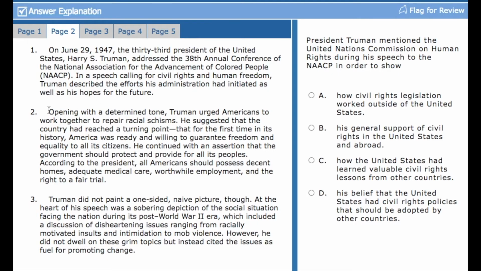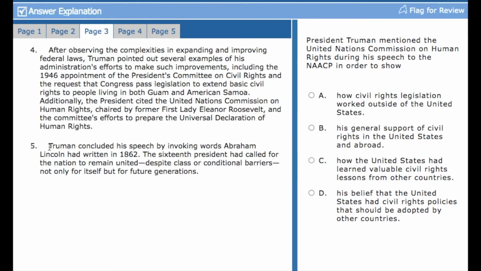Now, the first sentence of the second paragraph says, opening with a determined tone, Truman urged Americans to work together to repair racial schisms. Then the first sentence of the third paragraph says, Truman did not paint a one-sided, naive picture, though. So now we can skip to the conclusion. It says, Truman concluded his speech by invoking words Abraham Lincoln wrote in 1862.